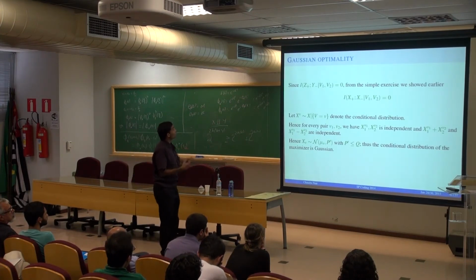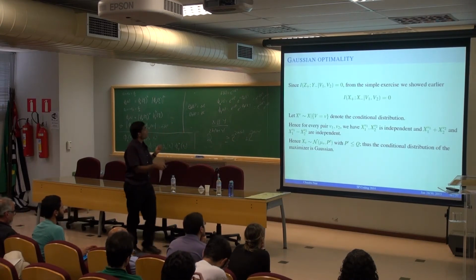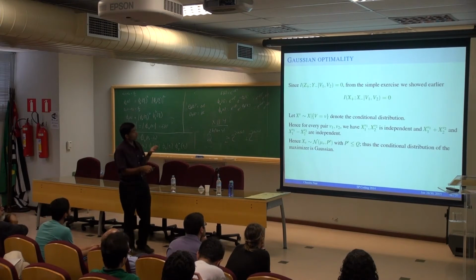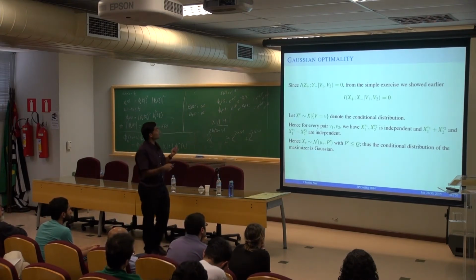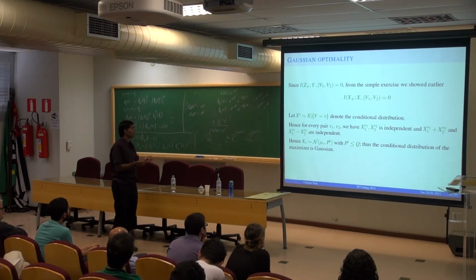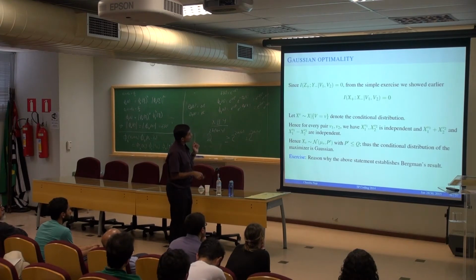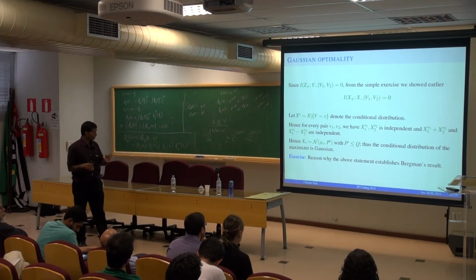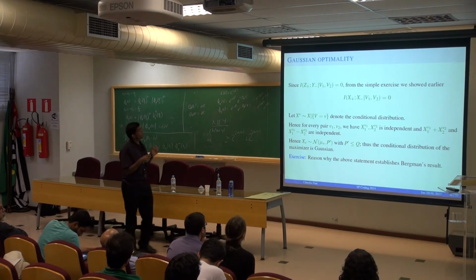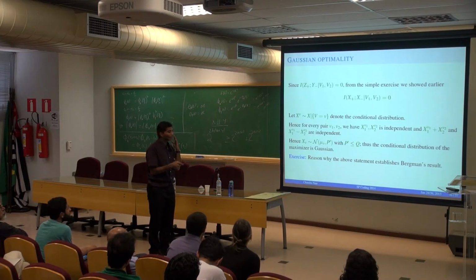Therefore, these two must be Gaussians with the same variance P prime. They can have different means, but they must have the same variance, and P prime must be less than the power constraint. Thus, the conditional distribution that maximizes is Gaussian, and I claim that's enough because then I can have U plus V. As an exercise you can see why you're done. This establishes Bergmans. This might have been a bit fast, but okay.